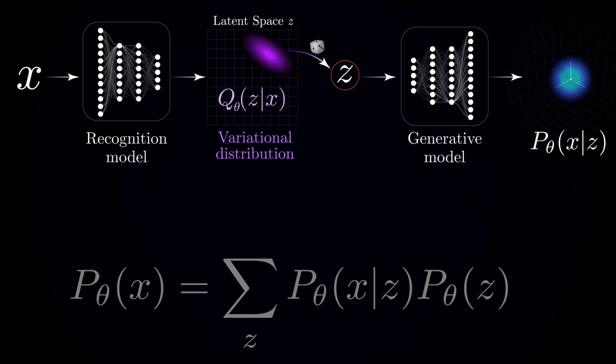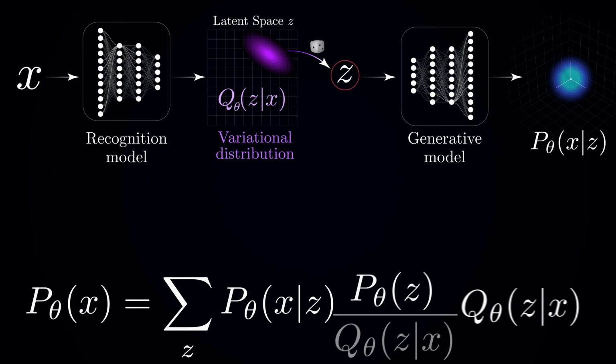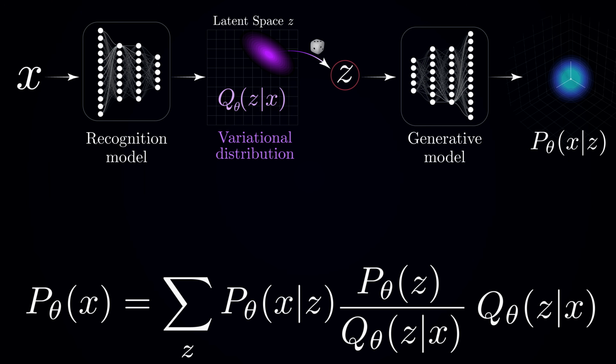Instead of sampling z blindly from our prior, we will sample from this new q of z given x, tailored to each specific data point we are currently looking at. But there is a catch. If we simply replace p of z with q of z given x in our calculations, we'll be computing the wrong probability. The trick is to multiply and divide by the same quantity, q of z given x, in our formula. Notice that this expression can now be interpreted in the following way.